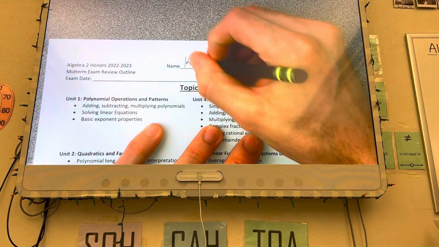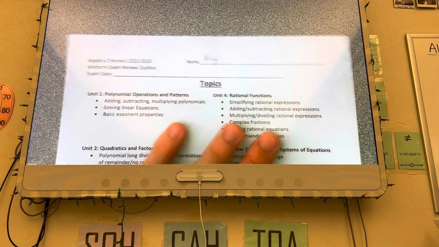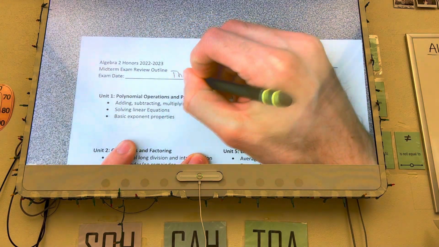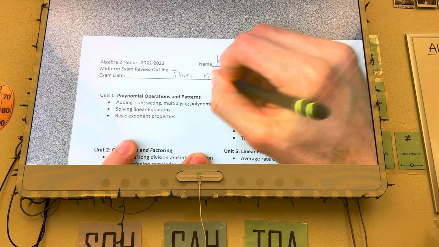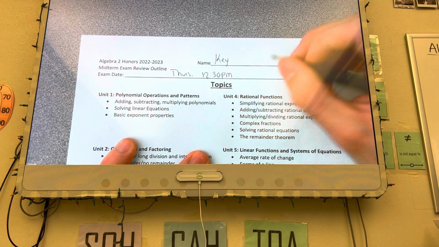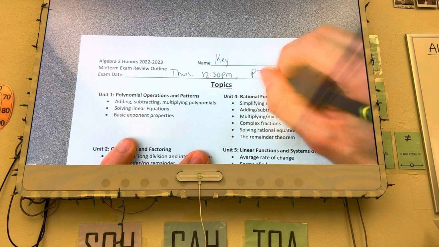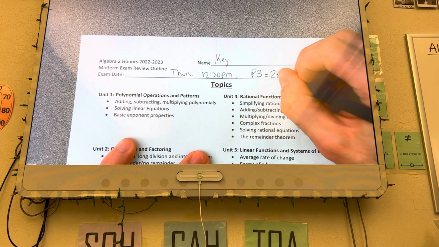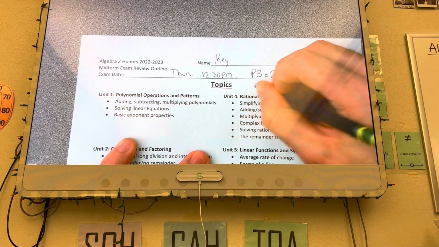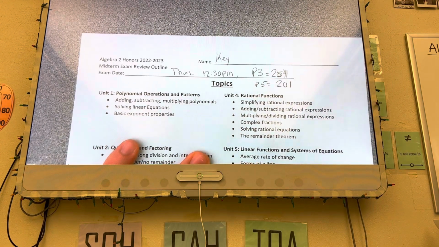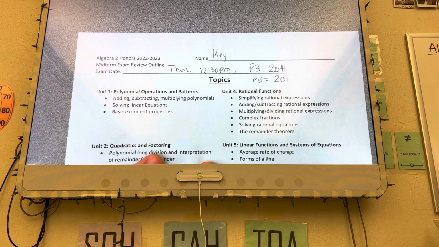Okay, so again, let's reiterate the exam date. That is this Thursday at 12:30. That's what time you should be here at the latest. And depending on which period you are, I believe period 3 is going to be room 254, and then period 5 is going to be 201. Again, you guys should know that though, so double check. If you don't know, shoot me an email and I will get back to you with which one is which.